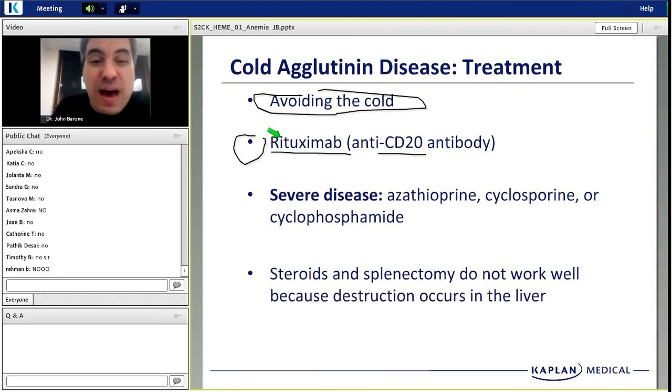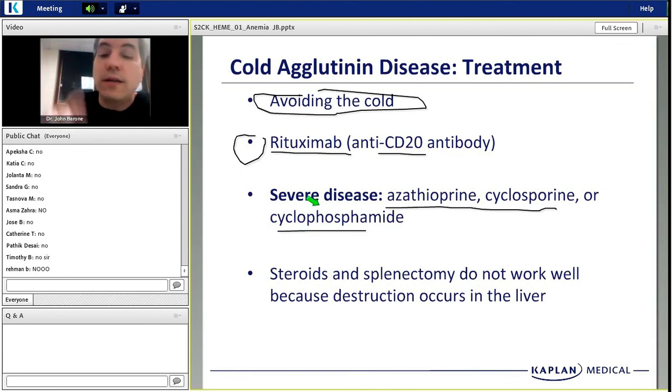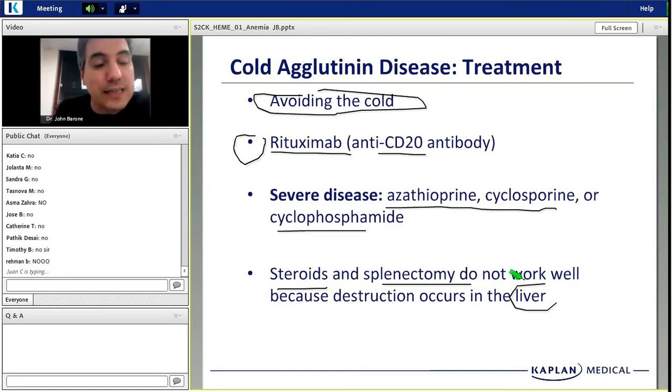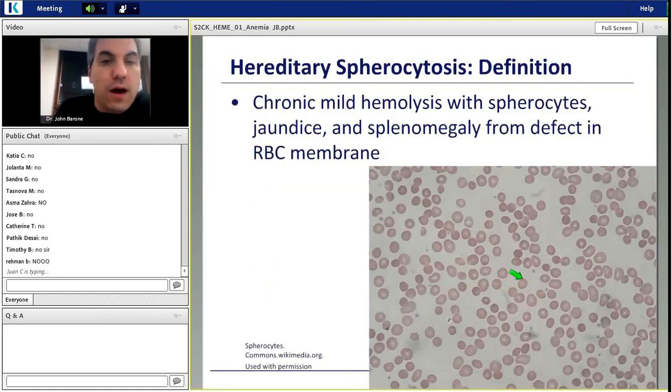Now, if it's really bad and the rituximab is unsuccessful, then we got to do big gun immunosuppression to stop the antibodies. But that's only done if avoiding the cold has failed and the rituximab's failed. Then we're going to add this. And again, the most common wrong answer will be steroids and splenectomy. They don't work. It's the liver and it's complement. It's not the antibody, it's the complement. Got it? So that's a very nice question. It's pretty uncommonly asked, but when they ask it, students miss it. Okay?